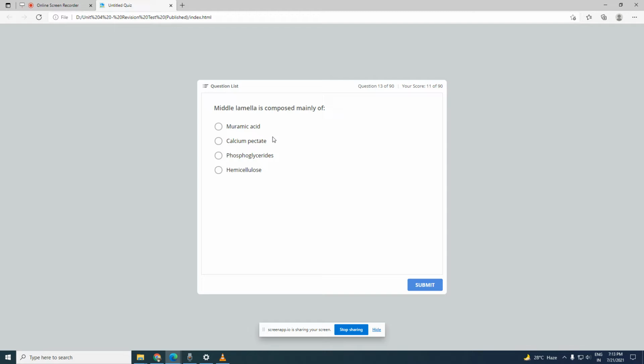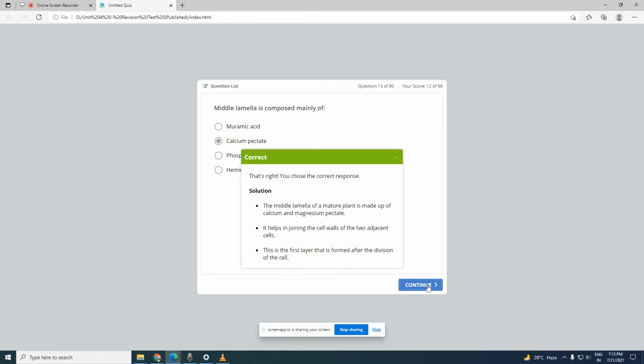Middle lamella is composed mainly of which one? Muramic acid, calcium pectate, phosphoglycerides, hemicellulose. Option A, B, C, D. Which is the right answer? I also have to think because I gave a wrong answer for the past question, the 12th question. So the right answer is calcium pectate. It's the right answer. I have to be careful.